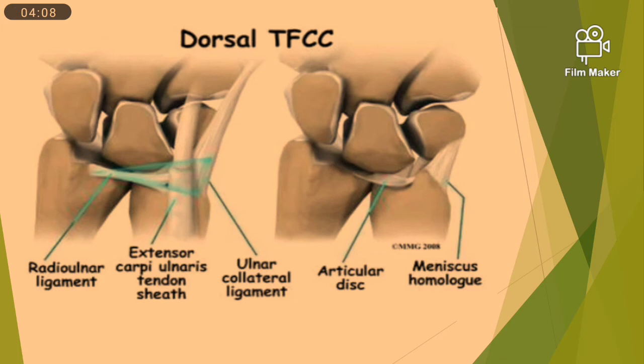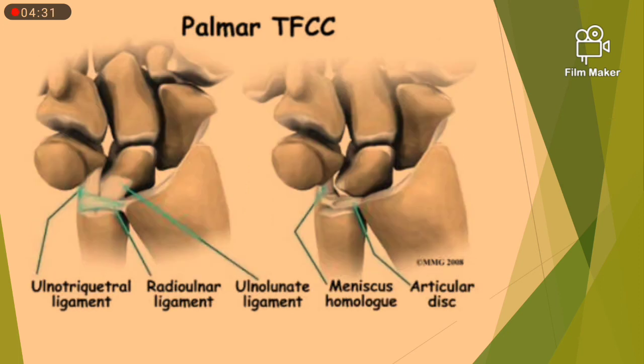Here you can see the dorsal TFCC, radioulnar ligament, extensor carpi ulnaris tendon sheath, ulnar collateral ligament, articular disc and meniscus homologue. So in the dorsal view and the ventral view, multiple structures contribute to this TFCC. This is the palmar view. Here also you can see the ulnotriquetral ligament, radioulnar ligament, ulnar ligament, meniscus homologue and articular disc.